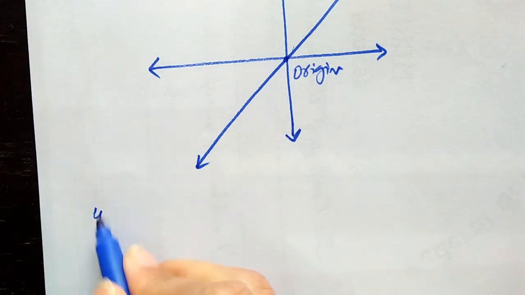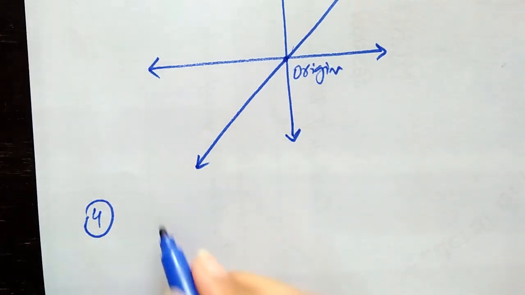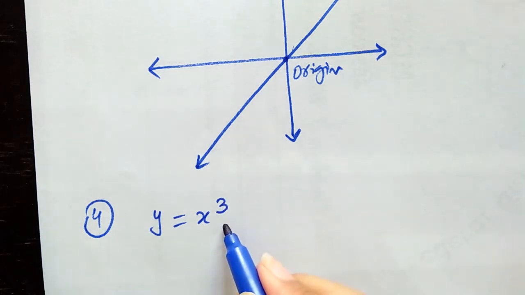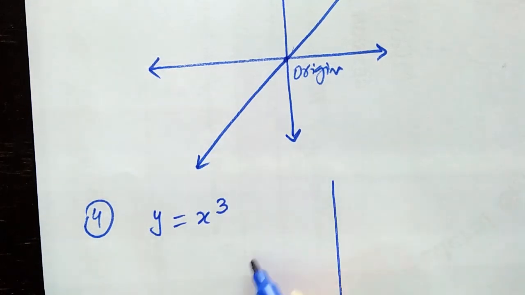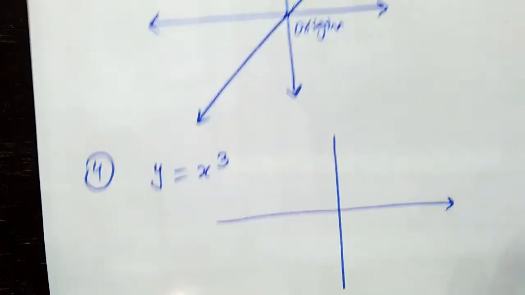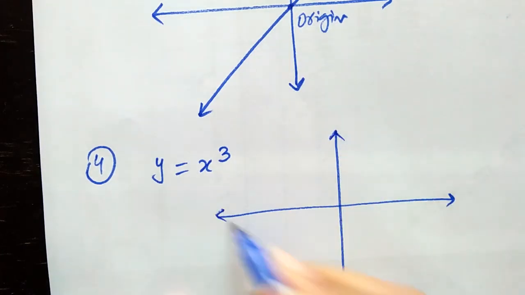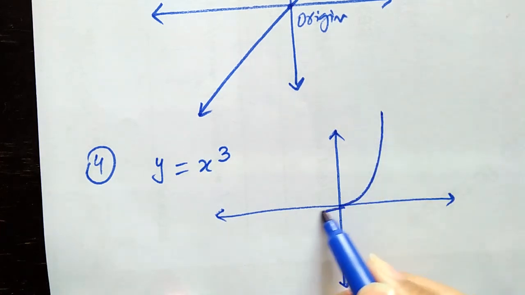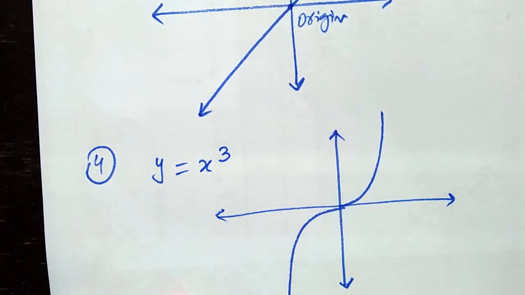The fourth example, y equals x cube. Now this is again an odd function, so its graph will be symmetric about origin. Y equals x cube. So it will be like this.